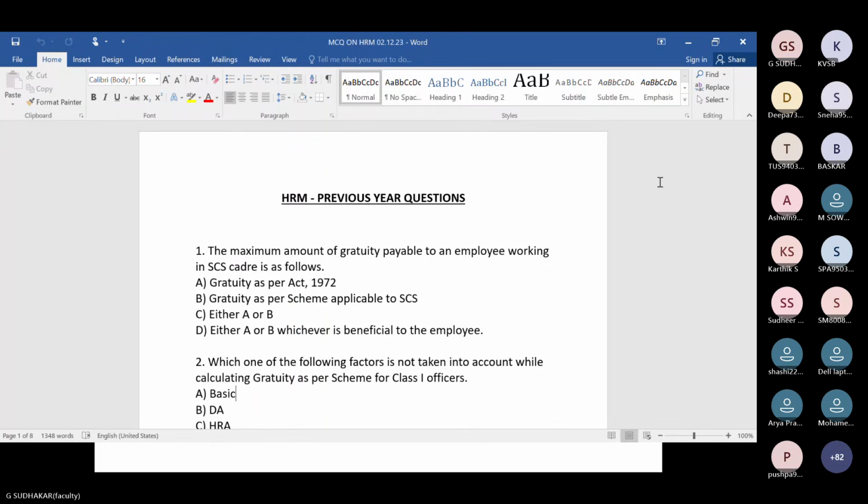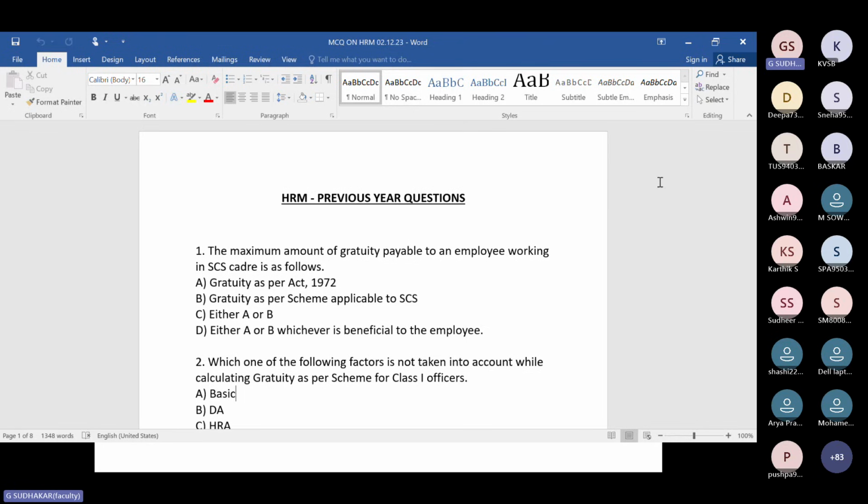Okay. What's your name, sir? Surya Prakash. Okay. So the maximum amount of gratuity payable to an employee working in SCS cadre. This is not an officer. SCS cadre. Gratuity as per Act. Gratuity as per scheme applicable to SCS. Either A or B, whichever is beneficial to the employee. Okay, D is the correct one.